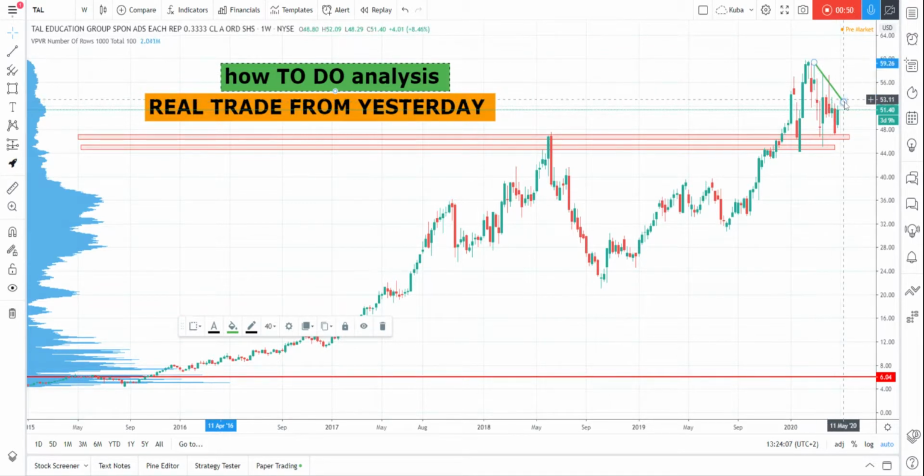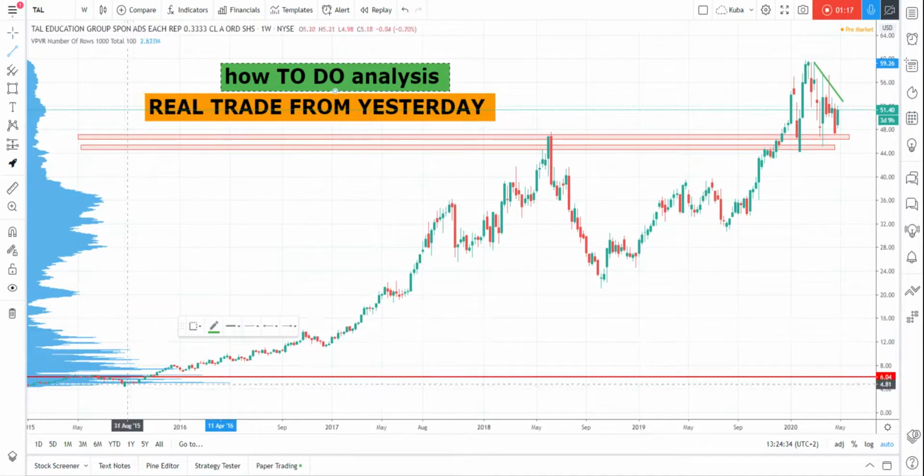Okay, so for me, if I see insiders buying or heavily selling the market, that's the first step to put this market into my watch list. So that's the reason why I continued with analysis in TAL trade, because I saw fundamental foundations behind this trade. So now I'll switch to price action analysis.